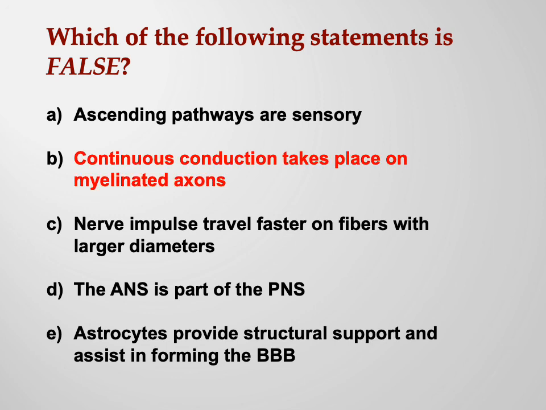Which one is wrong? Yeah, continuous conduction is on non-myelinated axons. Saltatory is on myelinated. Ascending pathways are sensory, remember? Those are the afferent, ascending are afferent, whereas the descending are motor, those are efferent. Nerve impulses definitely travel faster on fibers with larger diameters. Remember, the fatter the fiber, the faster it flies. The ANS is part of the PNS, along with the SNS. And astrocytes do help to provide the structural support, and they assist in forming the tight endothelial junctions in the capillaries that form the blood-brain barrier.